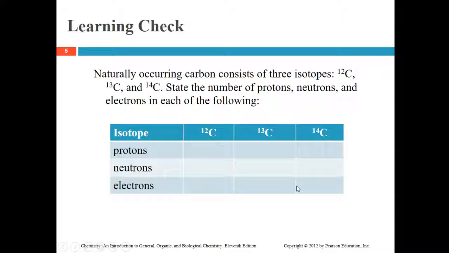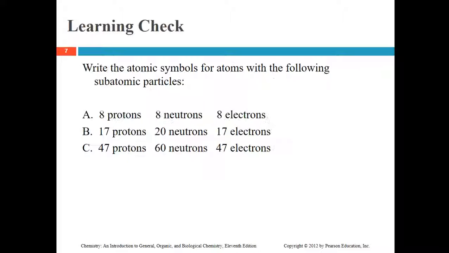So what's different? Well, our mass number, i.e. the number of neutrons. So 12, take away 6 protons, gives us 6 neutrons. In this isotope, 13 minus 6 protons gives us 7 neutrons. And in this one, 14 minus 6 gives us 8 neutrons. As you can see, there we go.